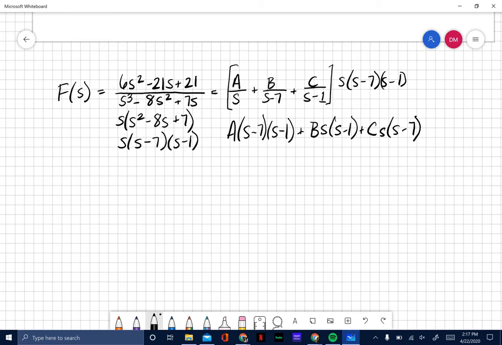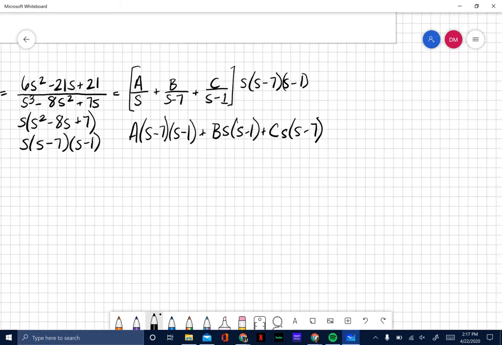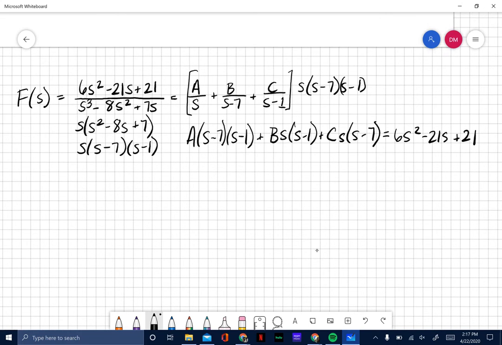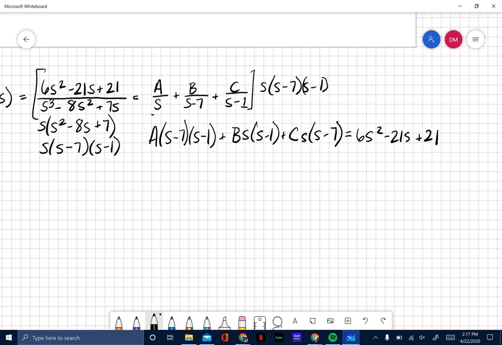I solved this as a traditional system of equations in the last example we did. What I wanted to do here is remember we still have our numerator. So we set this equal to that 6s squared minus 21s plus 21. I probably should have included that when I was doing my multiplication here, that we're multiplying this whole thing. There we go. That's a little more accurate.